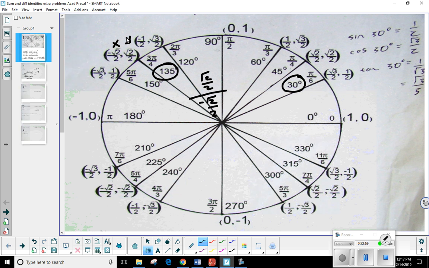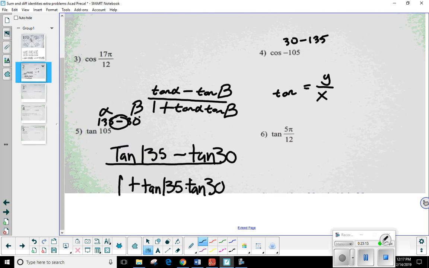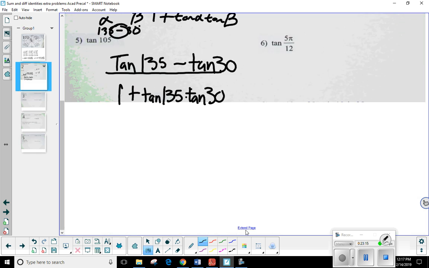Y over x. Oh, it is y over x. Okay, now let's take a step back. What if I divide some value by itself? It'll be 1. But one of them's negative. Yeah, so it'll be negative. Yes. So that's negative 1. Okay. So tangent 135, I'm just going to put negative 1 minus.